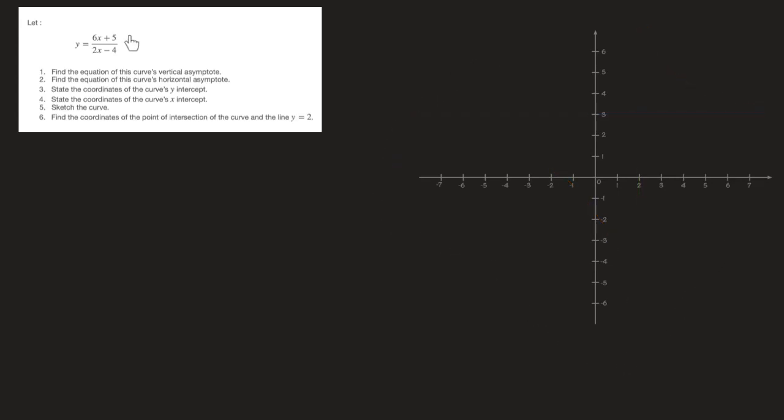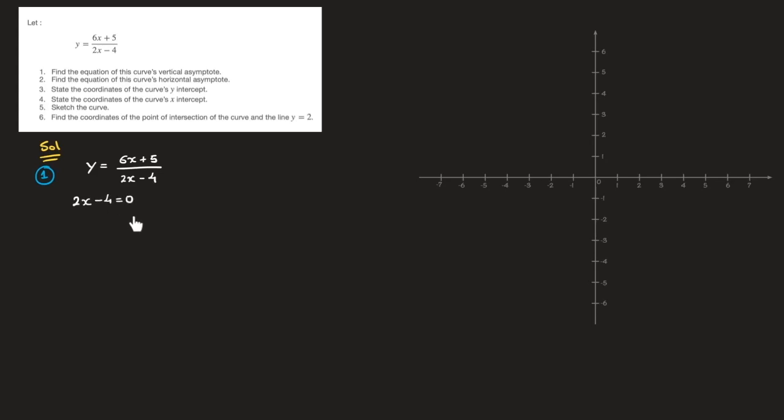So let's get started. The function we have here is y equals 6x plus 5 over 2x minus 4. And the first thing we need to do is find the equation of this curve's vertical asymptote. So let me just write SOL here as in solution. And so question 1, we need to find the vertical asymptote. Well, starting from the function y equals 6x plus 5 over 2x minus 4, to find any vertical asymptotes, all we have to do is figure out the values of x at which the denominator would equal 0. In other words, all we have to do is copy this denominator and equate it to 0. So that would be 2x minus 4 equals 0.